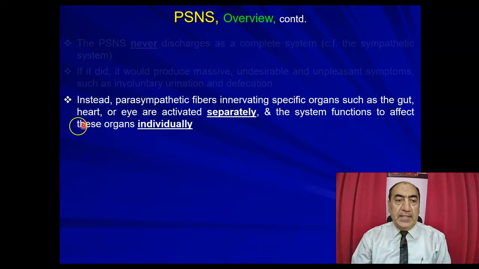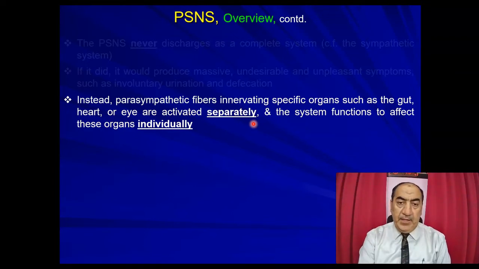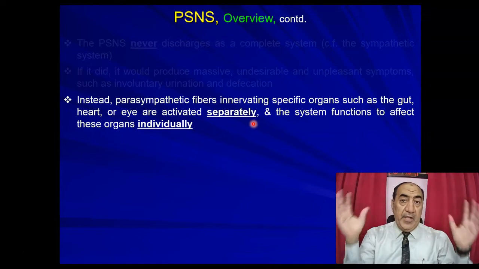Innervations to the sphincter, the gut, heart, or eye are activated separately, okay? So they are affected individually only, okay? As I explained, it's going to be a disaster if you activate everything at one time.